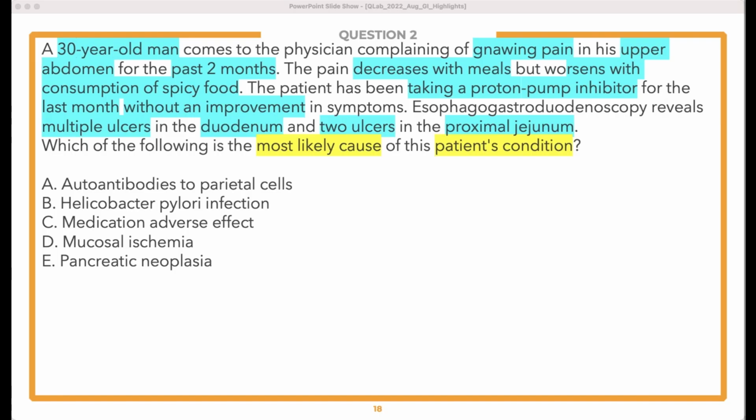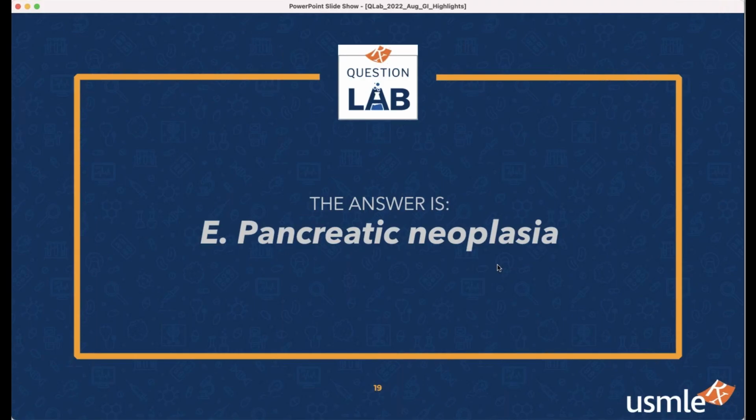So let me hide those results and reveal the answer. And the answer to question 2 is answer choice E. So the second place choice, pancreatic neoplasia, was correct. So obviously something in this question misled quite a few of you. So let's turn it over to Pars to help break it down. Pars? Thank you, Jeff. Yes, definitely a tough question here.